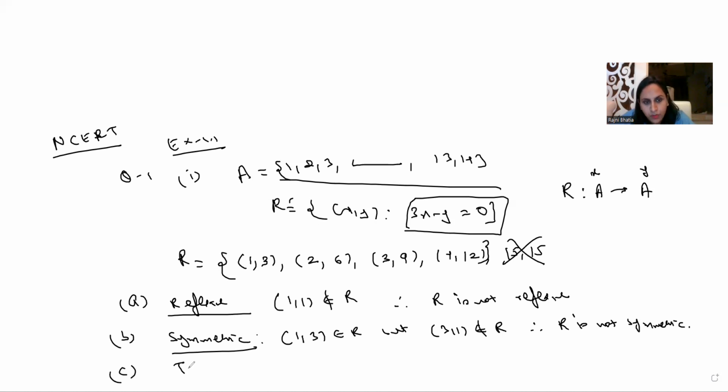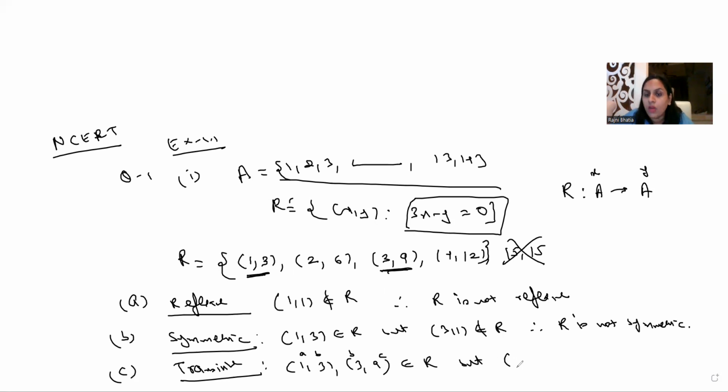Now we'll move to the next part, which is transitive. Transitive क्या कह रहा है? आपको (a,b) और (b,c) ढूंढना है. Doublets को छोड़ के बाकी सब पे check करो. (1,3) है. अब (3, something) ढूंढो. (3, something) ये रहा. तो अगर मैं (1,3) ले रही हूँ और (3,9) ले रही हूँ तो ये a है, ये b है, ये b है, ये c है. तो ये दोनों तो R में हैं.